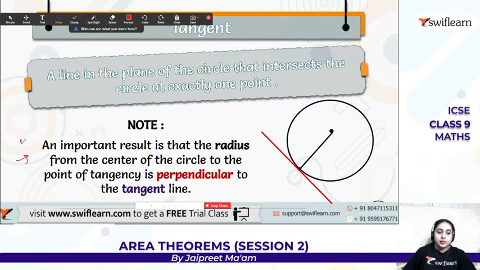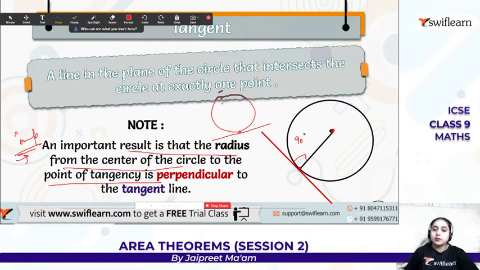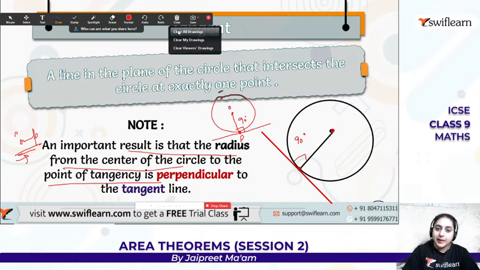An important result, this is very important. An important result is that the radius from the center of the circle to the point of tangency will be perpendicular. And I told you perpendicular means 90 degrees to the tangent line. This means like this. If this is a tangent, right? It's joining the circle at one point, and this is the center. If I join the line, this OP, if I write its name OP, this will be perpendicular. This will be 90 degrees to the tangent line.